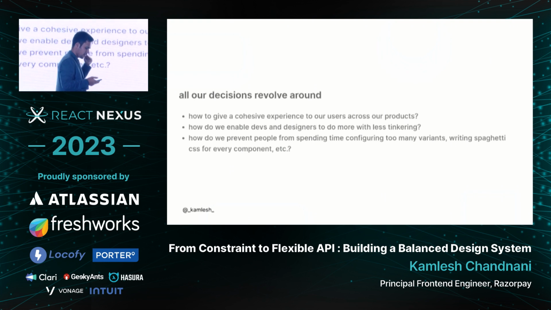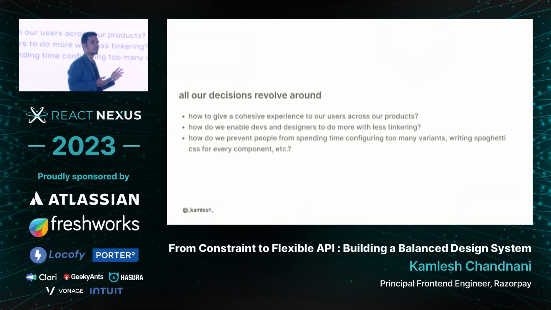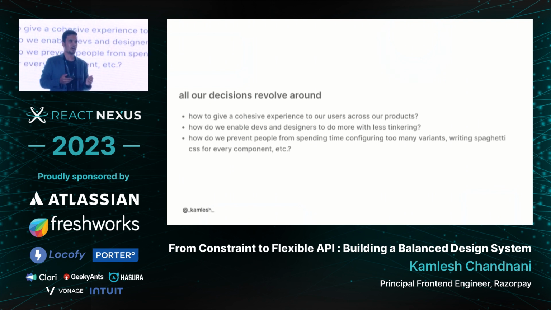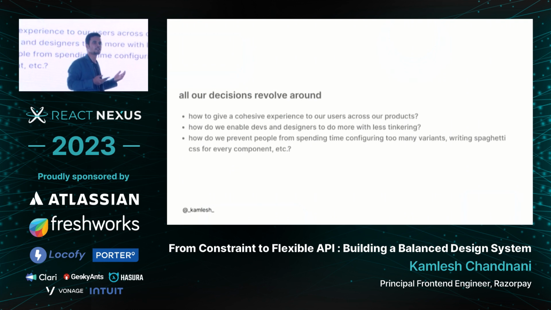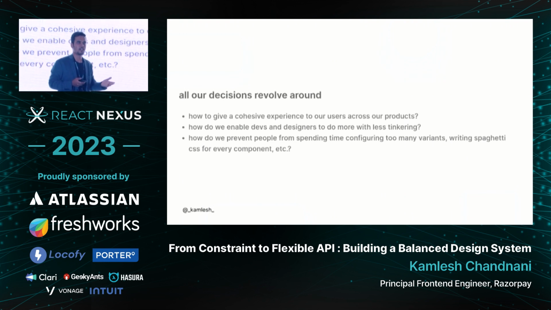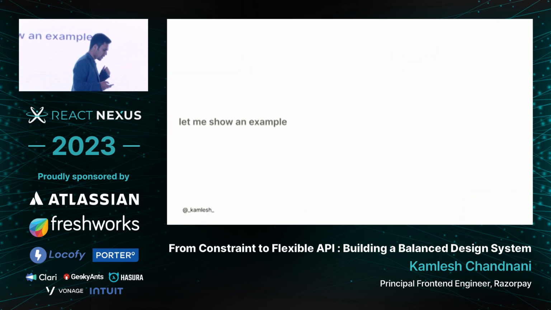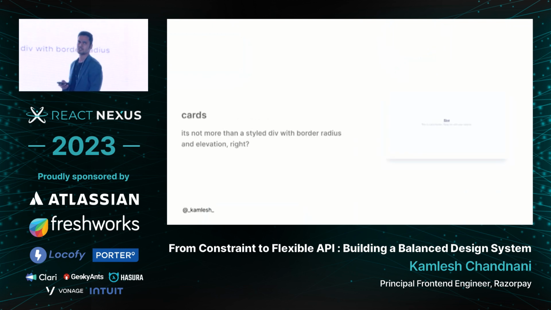So we just don't take the path of adding boundaries first, right? All our decisions revolve around the goals that we had decided, right? Are we enabling our designers and developers to do more with less? Is it helping our users? And are we eliminating the time devs are spending thinking about, okay, how do I make my code or my UI look similar to how my designer has given me? So when I say we don't take all our decisions with boundaries, let me talk about an example.